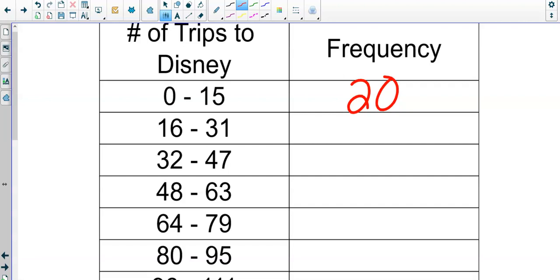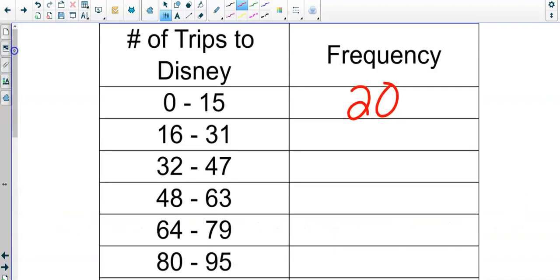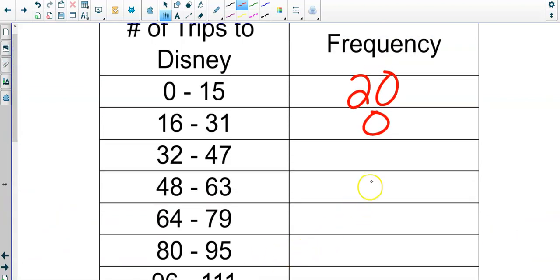So now I go back down and I look, do I have any tallies between 16 and 31? Oh, I can mark off my 7, my 10, and my 6. So, no, I don't have any numbers, any data entries down here that are between 16 and 31. So my frequency is 0. Do I have any between 32 and 47? So I come down here. Absolutely, the 45 is between 32 and 47. So I have 1.